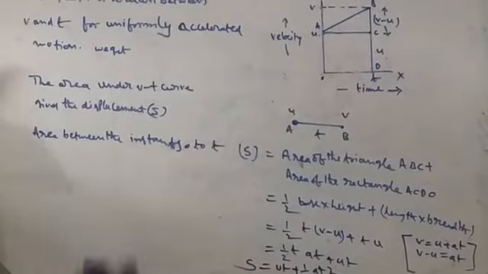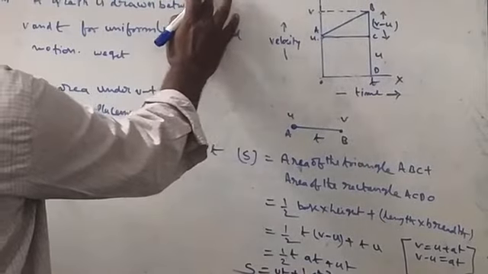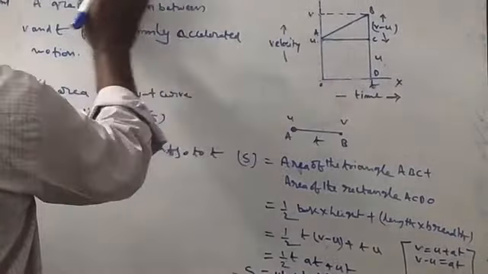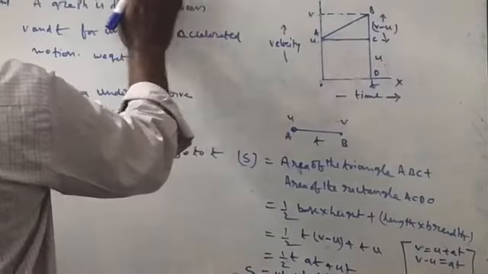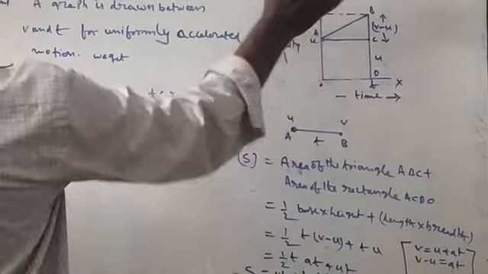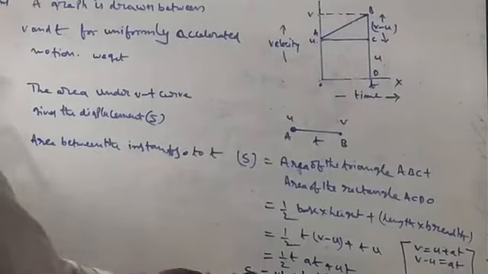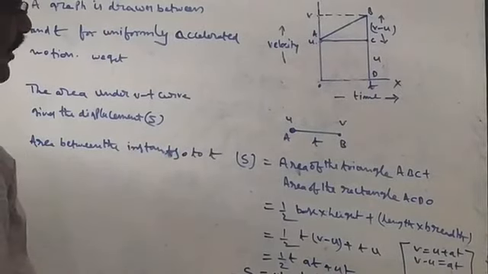Derive the equation S is equal to UT plus half at square from VT graph. Okay. Our answer is S is equal to UT plus half at square.